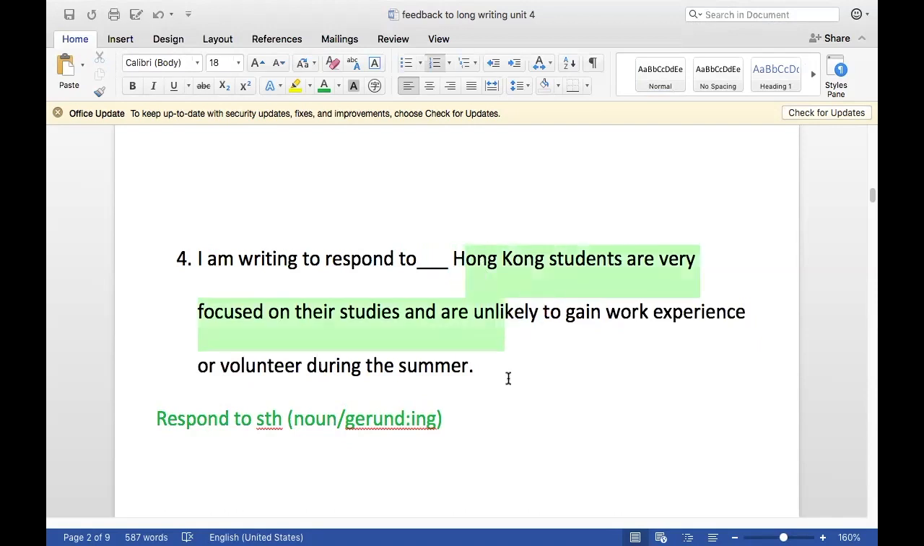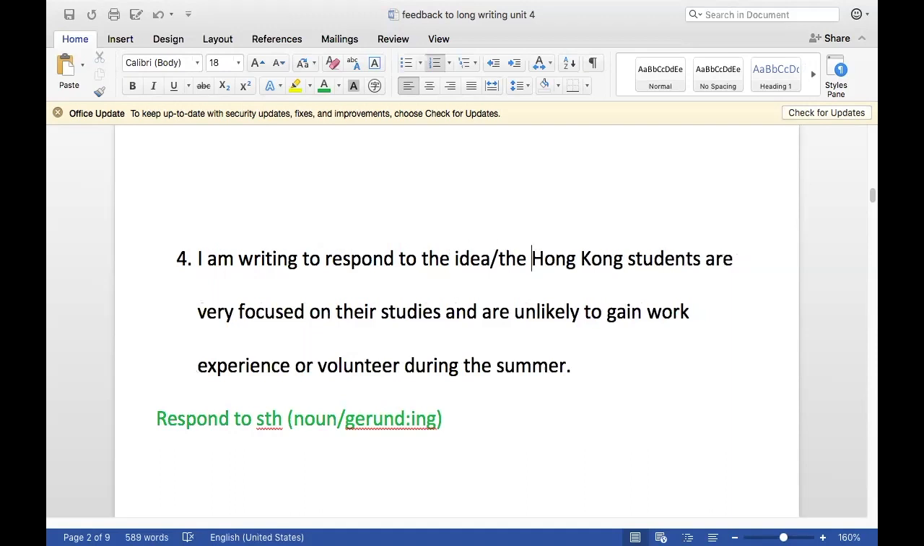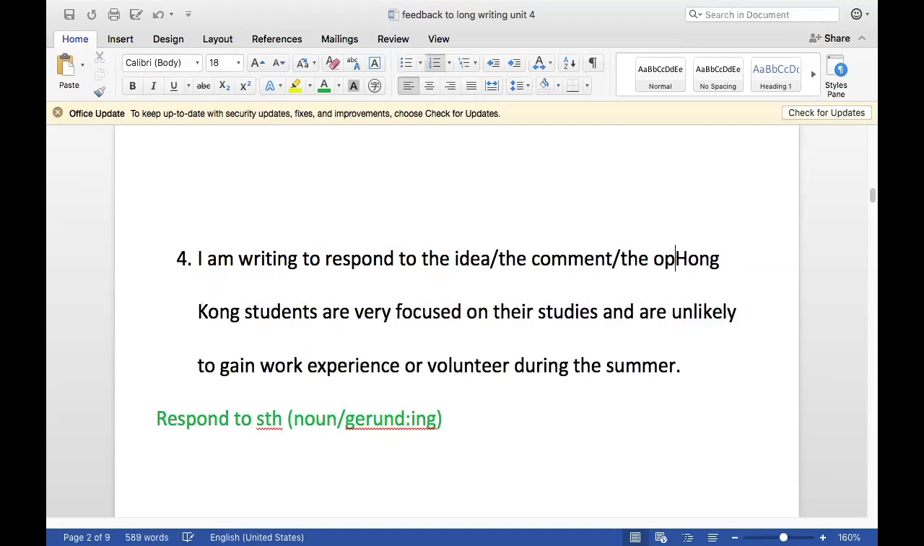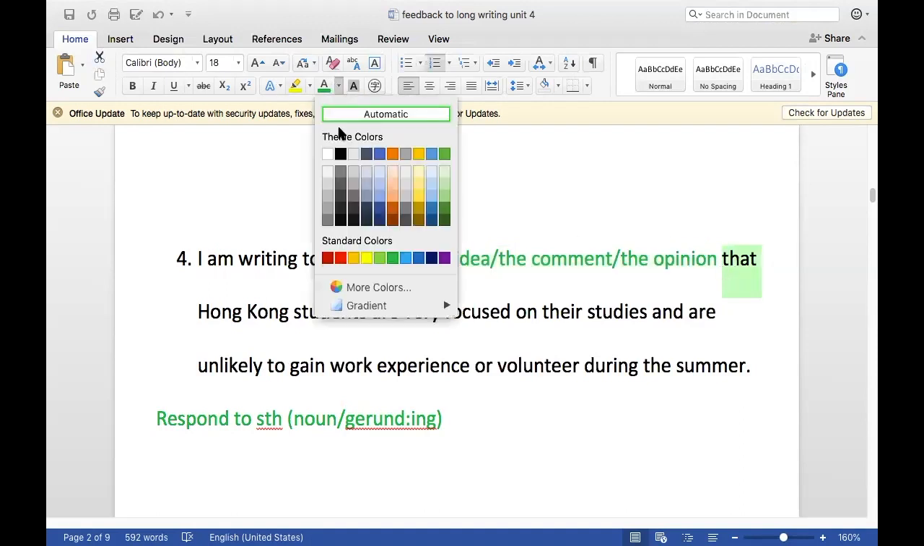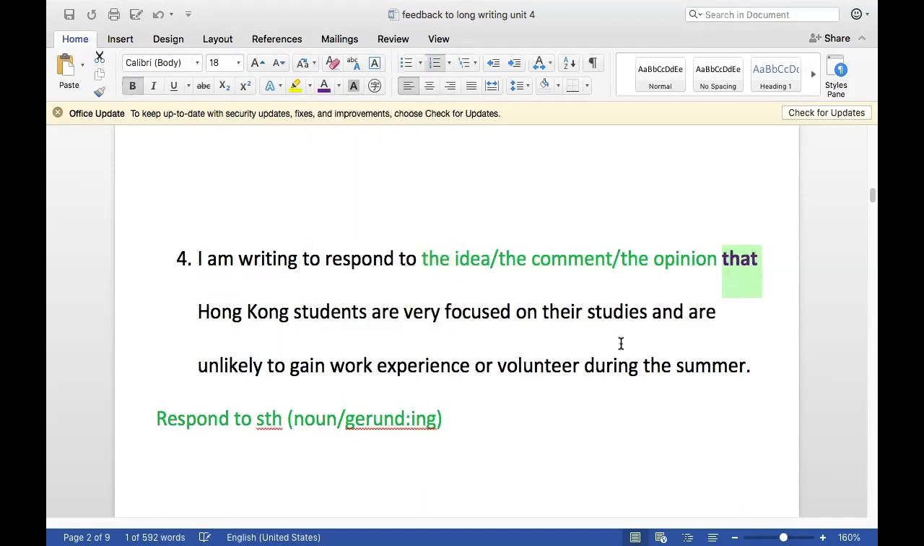Respond to something, like respond to you, respond to what? This is an idea, okay? Or respond to the idea that, or the comments that, the opinion that. First of all, you put down the noun, and then you have to explain what the noun is, then you put that. I'm responding to the idea, the comment, that.